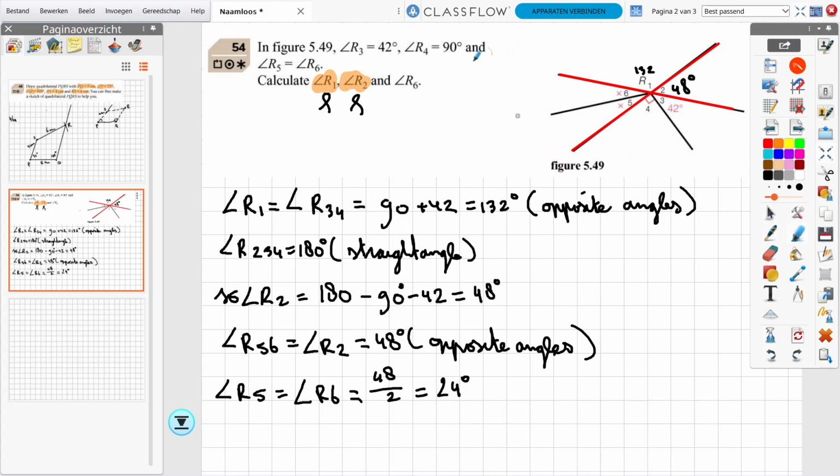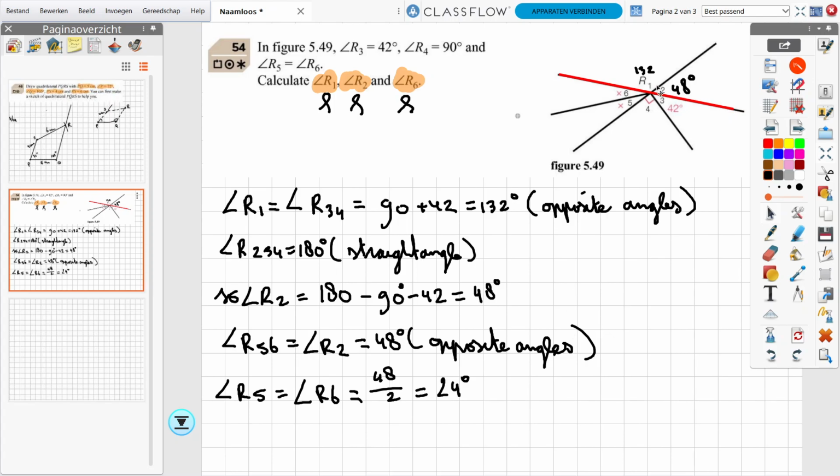Is this the only way to do this? Let's first mark it, because we did finish the exercise. Oftentimes you will see there are multiple ways to do exercises like this. What you could have done instead, if I delete this one, you see here you have a straight angle 3, 4, 5, 6. That's 180 degrees. So what you could have done is do 180 minus 90 minus 42. Then you also find that angle R5/6 is 48 degrees. And then still they're the same size, so then you find 24 as well. So I think multiple ways to do it here.